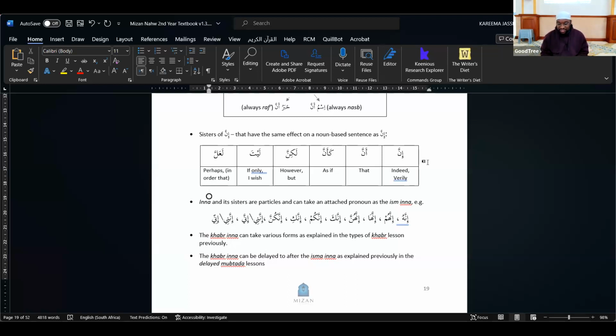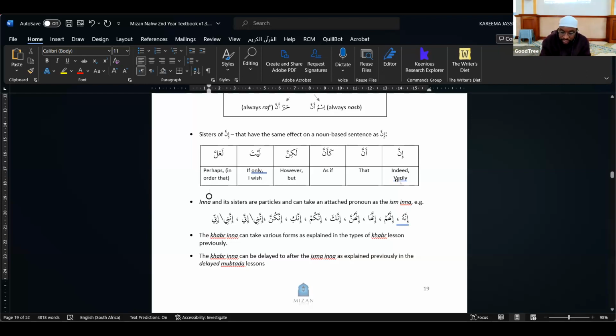I'm going to ask you, what are inna and the sisters? You have to tell me. Inna, anna, ka'anna, lakinna, layta, la'alla. Very simple. But very easy and simple.